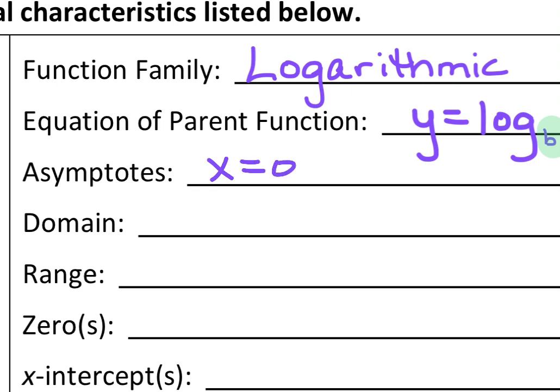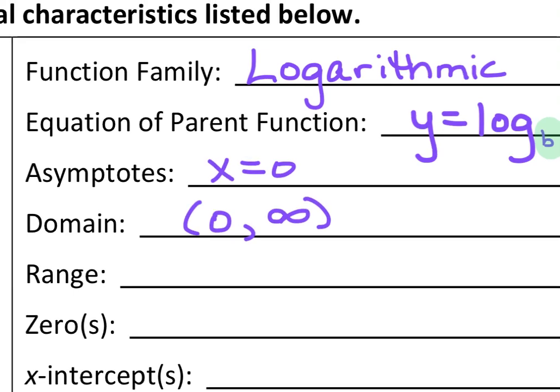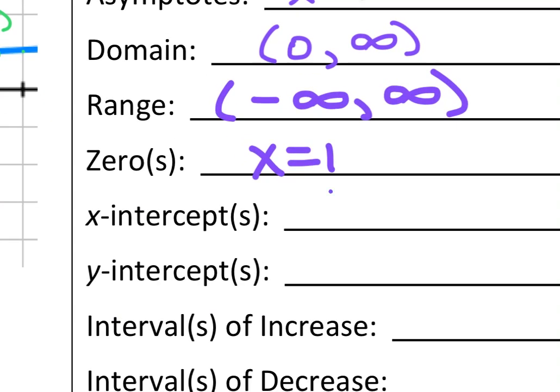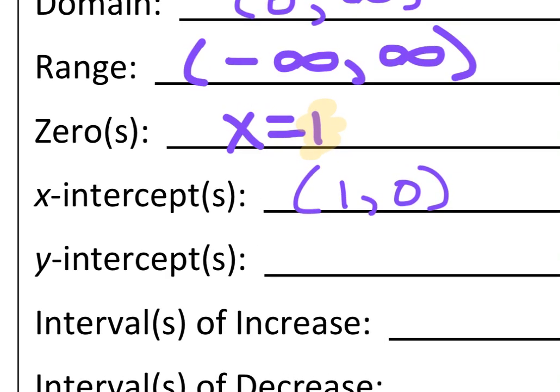Because it's a parent function, the domain is going to be 0 to infinity. We've talked a little bit about domains already. For the logarithmic functions, the range is always all real numbers. We've already found that there's a 0 at x equals 1. And remember that zeros and x-intercepts are going to be the same number, so the number that x is here is going to be the number that x is for the x-intercept.